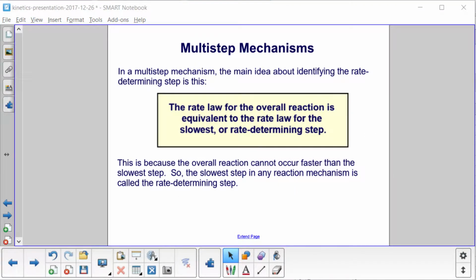In a multi-step mechanism, the main idea about identifying the rate-determining step is this. The rate law for the overall reaction is equivalent to the rate law for the slowest or rate-determining step. This is because the overall reaction cannot occur faster than the slowest step, so the slowest step in any reaction mechanism is called the rate-determining step.